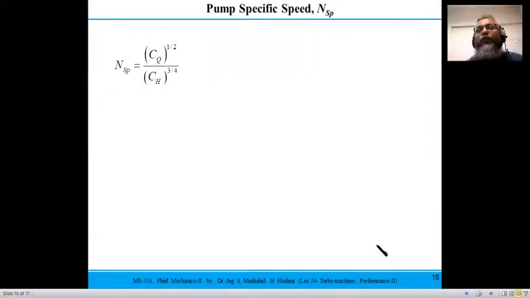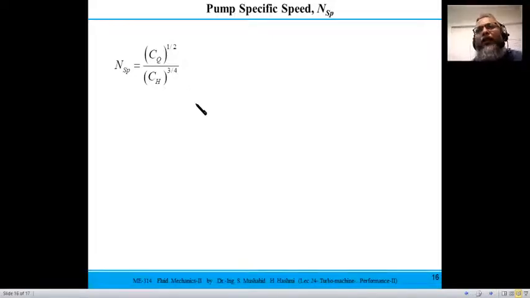Based on that, we invent one more parameter, which is called the pump specific speed. We are using the flow rate coefficient or discharge coefficient and the head coefficient, with the flow rate coefficient to the power half and the head coefficient to the power 3/4.